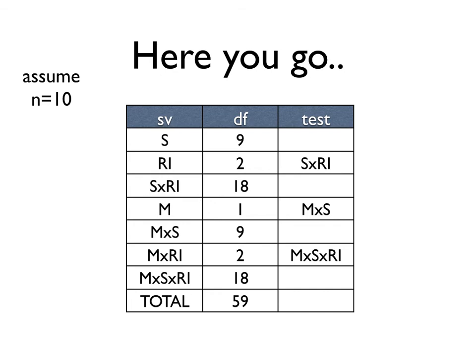Memory, we're going to test that. The mean square for memory, you're going to divide by the mean square for memory by subjects. For mean square for memory by retention interval, the F test will be divided by mean square for memory by subjects by retention interval.